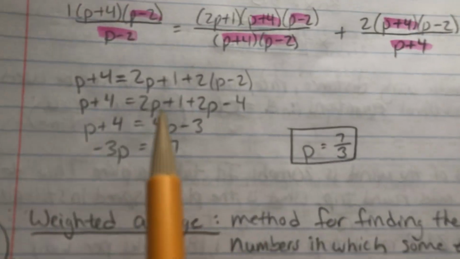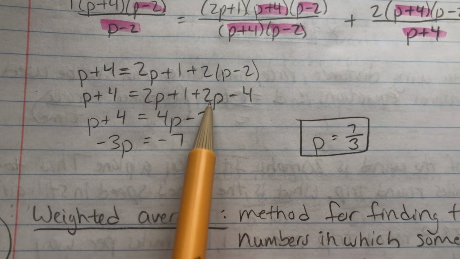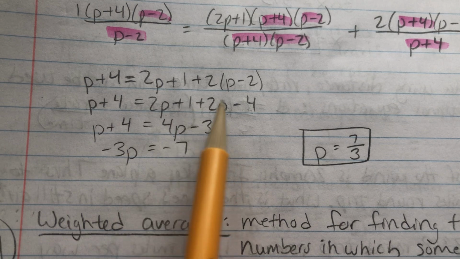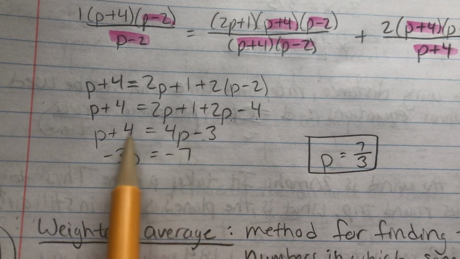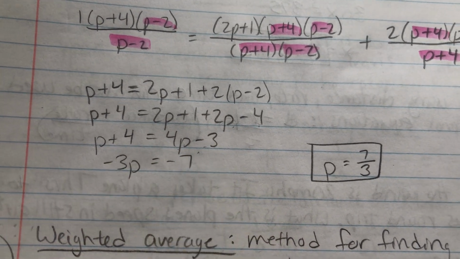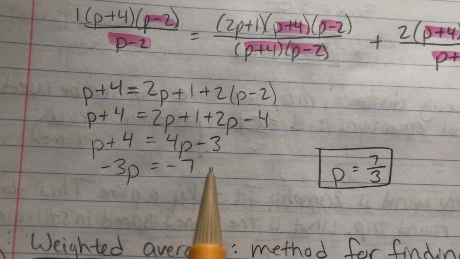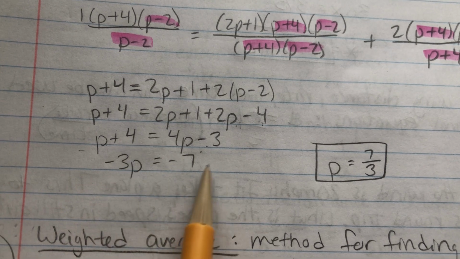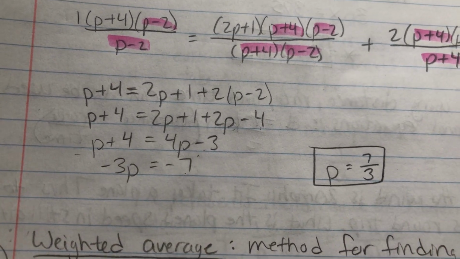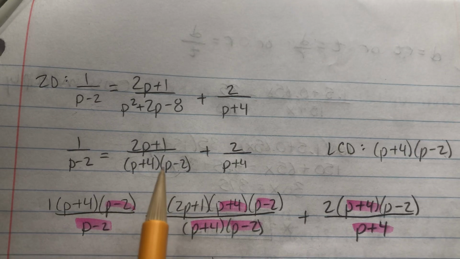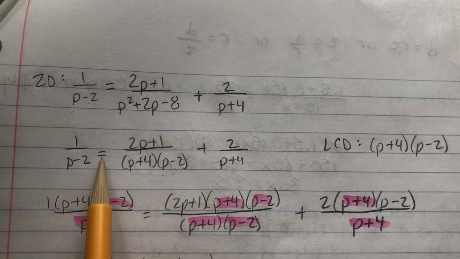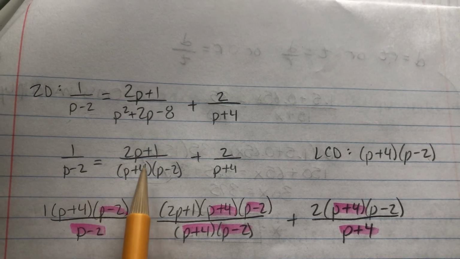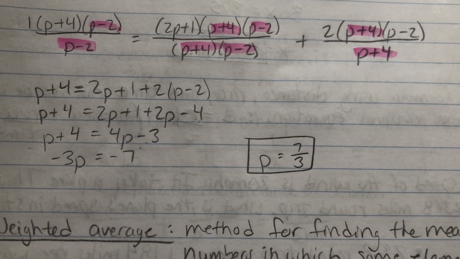And now I simplify and solve. Okay, so distribute, combine like terms, 2p and 2p, 1 minus 4. This one's nice, it's not going to end up with quadratics, so this is even less work than the last example. Subtract 4p to the left, subtract 4 to the right. We get a fraction of 7/3. Go back up here to make sure this works, and it does. The only restrictions I would have in this problem are a +2 and a -4, so 7/3 is my answer.